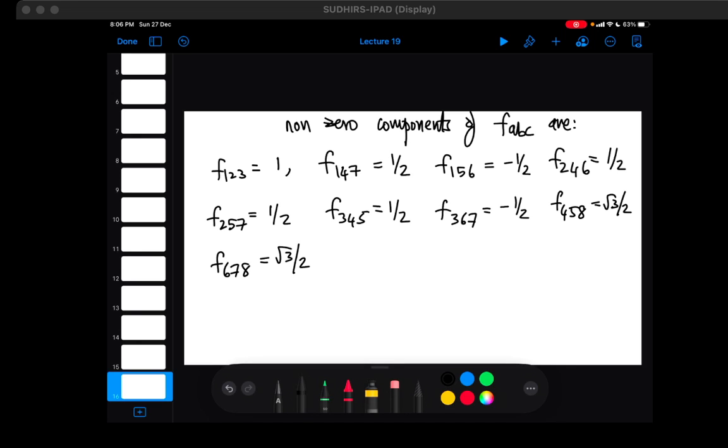So these are the only non-zero structure constants. The rest of them are all zero. So we don't really have to worry about what happens, for example, with 256. 256 is zero, but 257 is non-zero. So the only non-zero ones are essentially these elements.